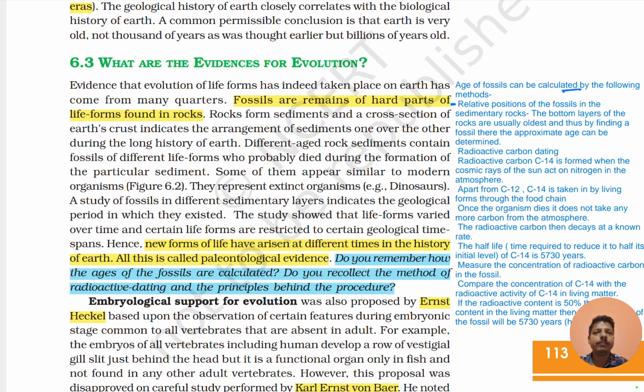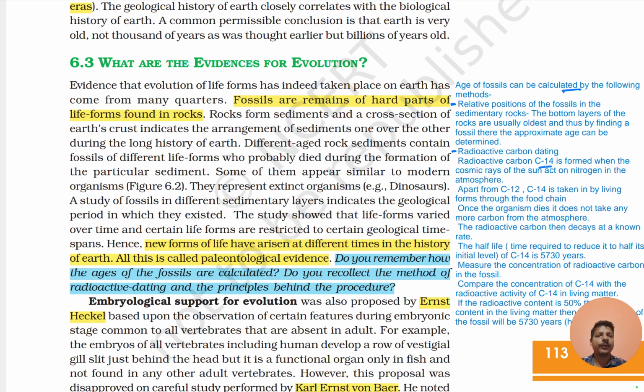First of all, relative positions of the fossils in the sedimentary rocks. The bottom layers of the rock are usually oldest, obviously, and thus by finding a fossil, the approximate age can be determined. And second is radioactive carbon dating.